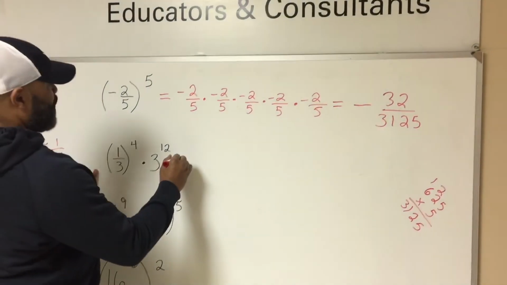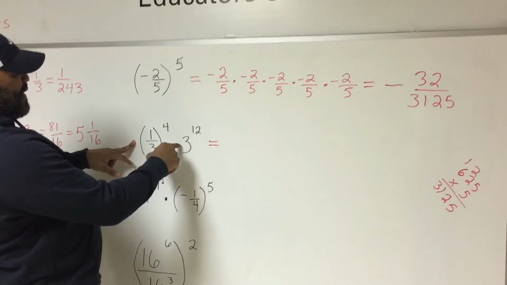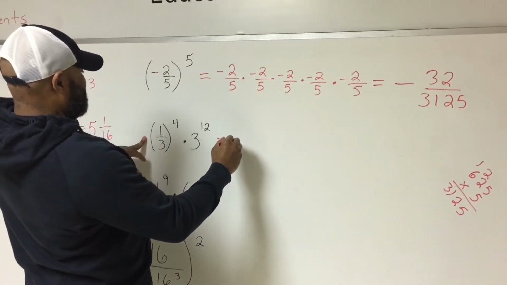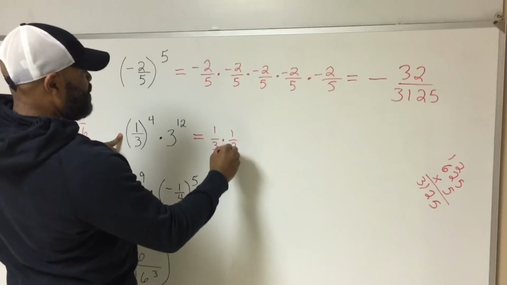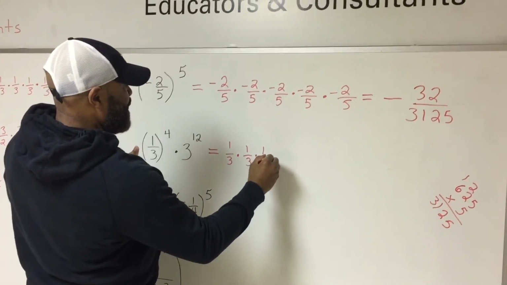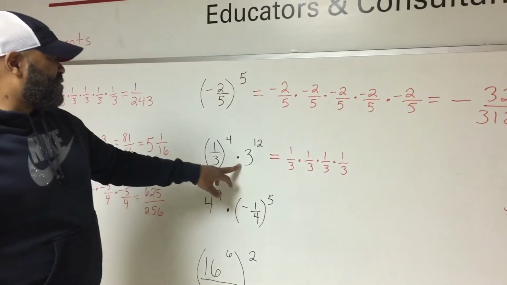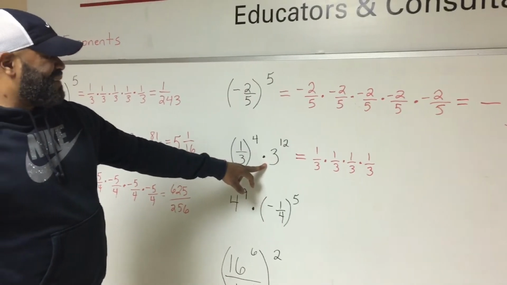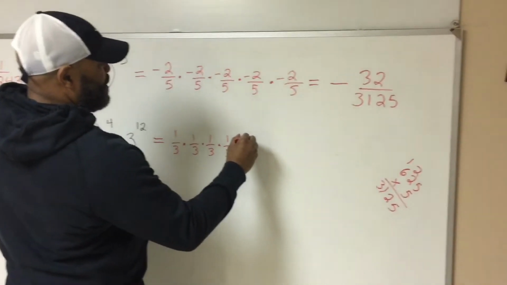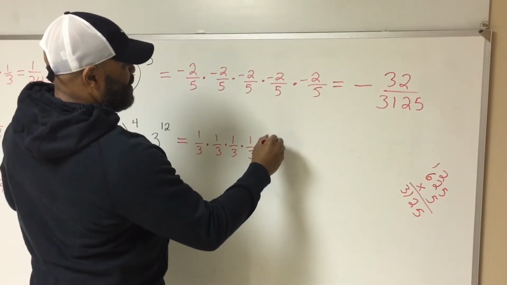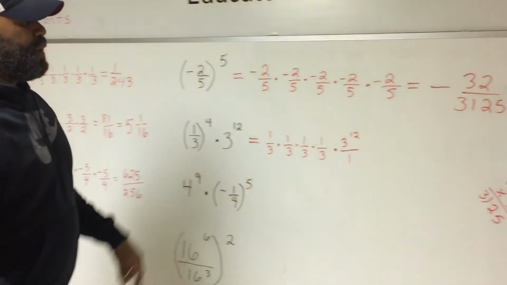I'll come back. Right here, it's a little different. Notice we've got 1/3 to the 4th and 3 to the 12th. So let's see how we're going to set this up. I'm going to write 1/3 times 1/3 times 1/3 times 1/3. Now here is the part that you have to concentrate on. 3 to the 12th is not a fraction, ladies and gentlemen. So this 3 to the 12th is actually up here, and all that's going to be over 1.